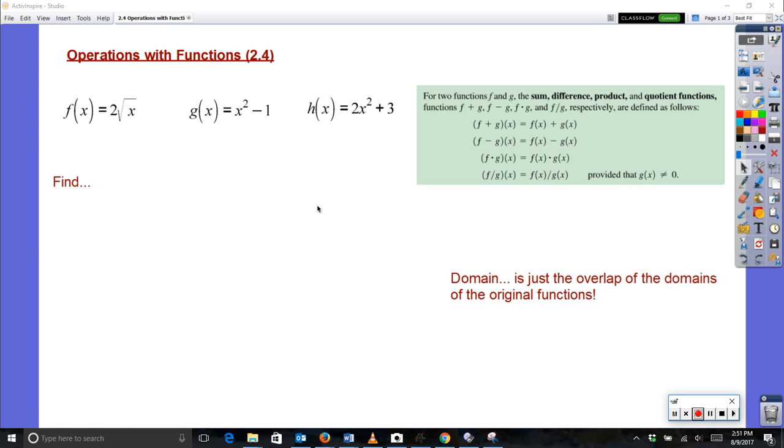Alright, for this lesson we're going to be looking at just different operations that you can perform with functions. Now, I'm actually pretty confident that if you made it this far in algebra that you have done operations with functions in some manner. You've added or subtracted, multiplied, divided. What might be a little different is the notation.